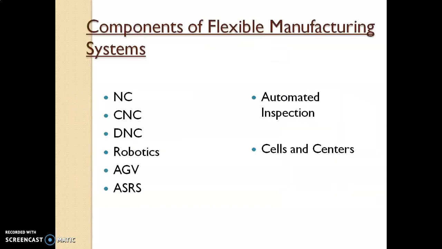And the components which are used in the flexible manufacturing system: numerical control machines, computer numerical control machines, CNC, and direct numerical control machines, DNC, and robotics, automated guided vehicles, automated storage and retrieval system, ASRS, and automated inspection of the components, and cells and centers. These are all the components used in flexible manufacturing systems.